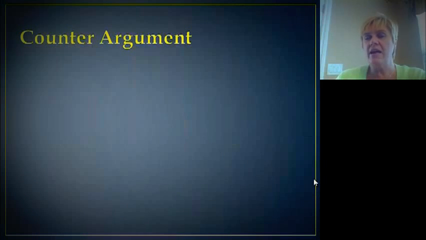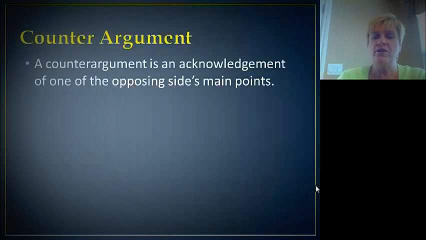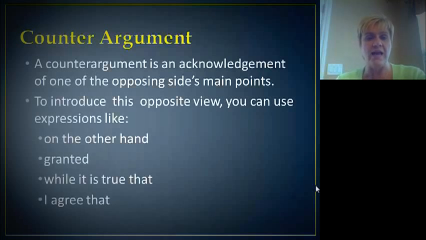Now the next paragraph in your essay that comes after your reasons, and each reason should be its own individual paragraph, comes your counter-argument. Your counter-argument is acknowledging that other people have the opposing point of view, and you're willing to stand up and say, hey, I get it, not everybody likes cats, or some people are allergic to cats. So to introduce this opposite view, you can use expressions like, "On the other hand, not everybody may want to own a cat," or, "Granted, some people are allergic to cats." You get the idea.